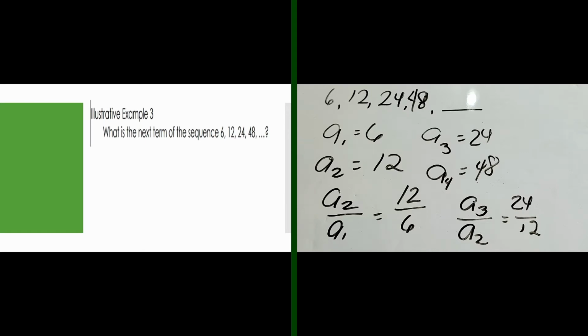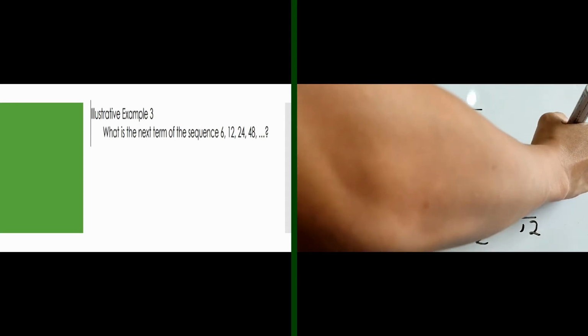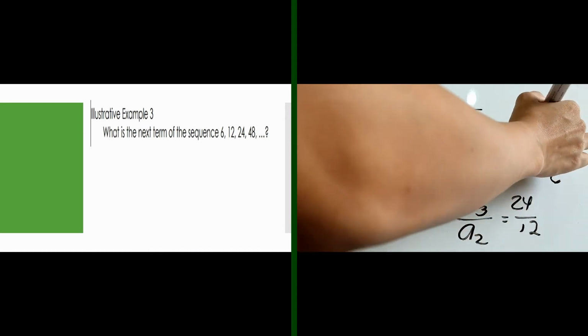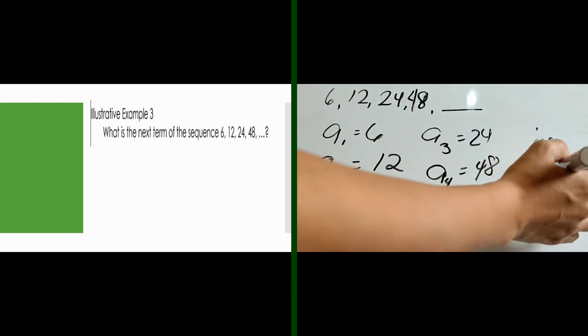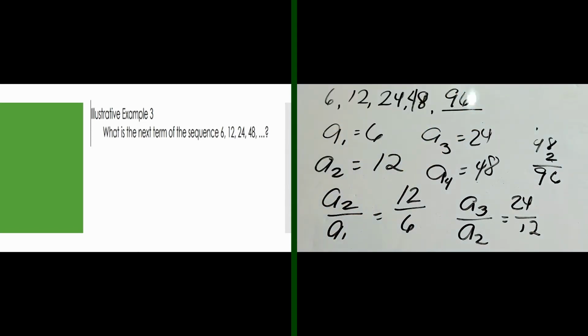So if we're going to get the next term, we can get 48 times 2. So 48 times 2. So we can get 16, carry 1. Then you're going to have 96 as your final answer.